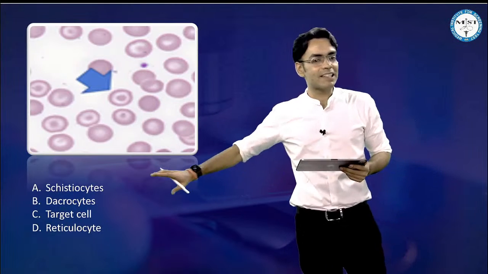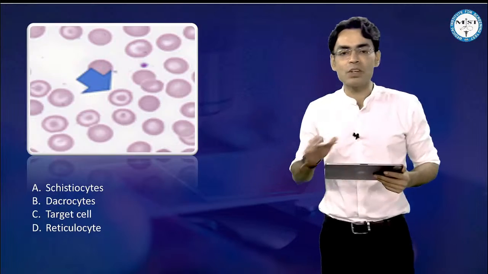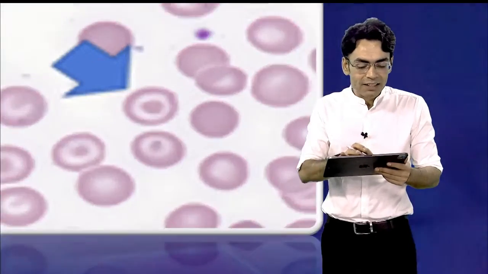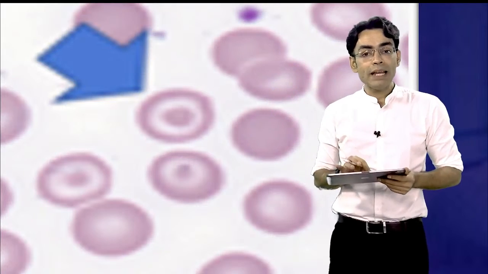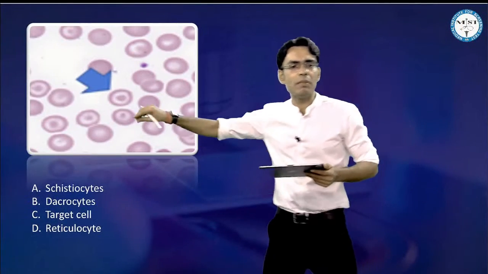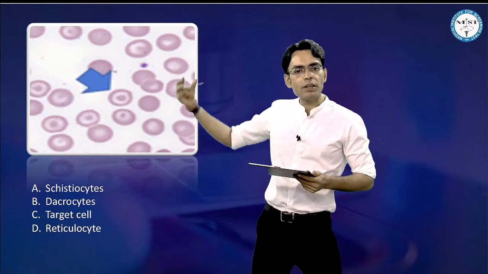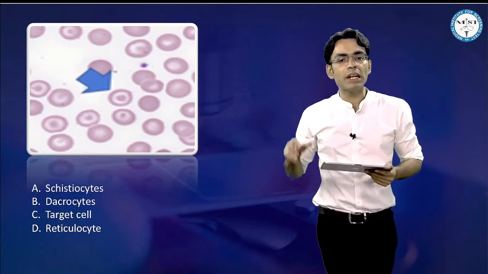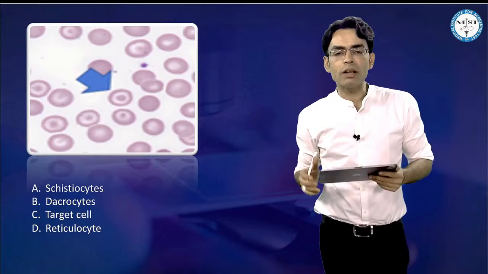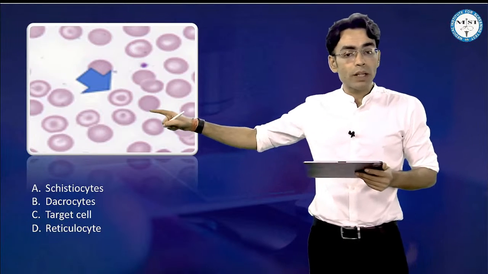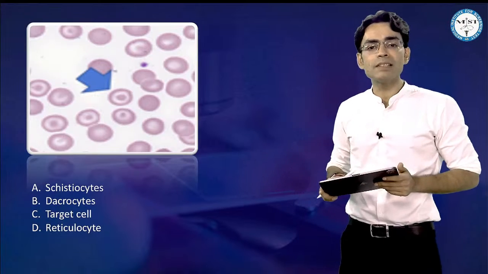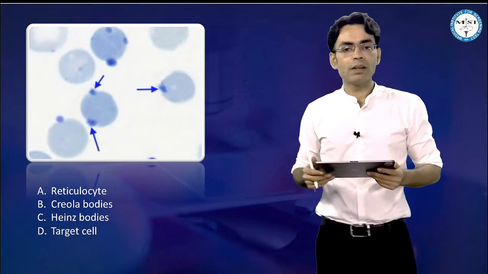They're again not schistocytes, dacrocytes, or reticulocytes. This is the target cell. Why do we call it that? Because it looks like a target, like the dart game we play. Why is this happening? Because the RBC membrane is stretched, so more hemoglobin goes inside that membrane, and it gives a central color like a target. It is seen with thalassemias and sickle cell anemia.